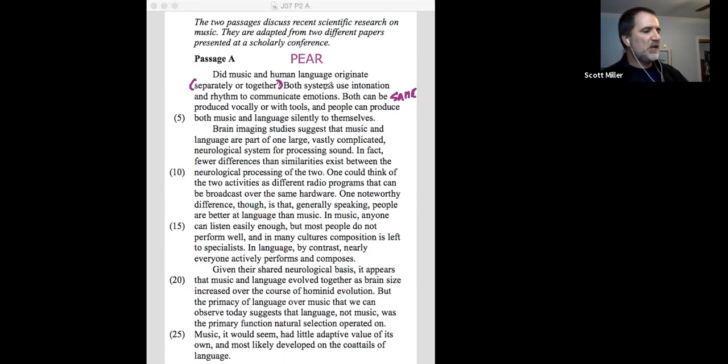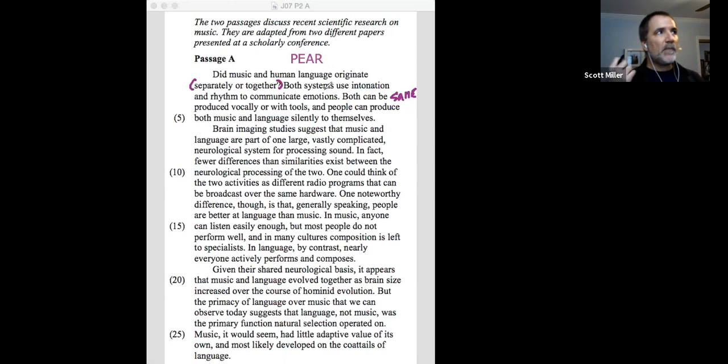Anticipate is a really good technique to use if you feel like you're zoning out when you read a passage, which happens sometimes. People sometimes find these passages kind of boring. So before you go on to the next paragraph, take a moment and think, what do I think is going to happen next? They just asked, did music and human language originate separately or together? They just talked about how they're the same. Maybe next they're going to talk about how they're different. Maybe they're going to answer the question. You don't have to be right, but taking a moment to think, after you evaluated the paragraph you just read, what is going to happen next?